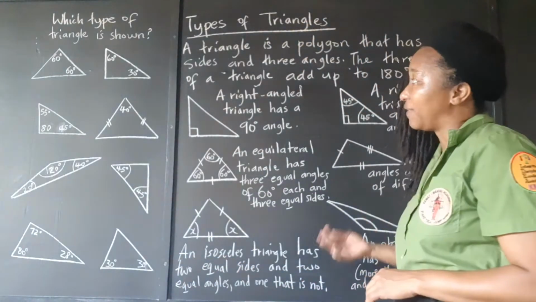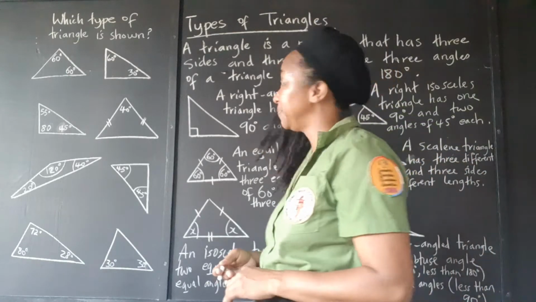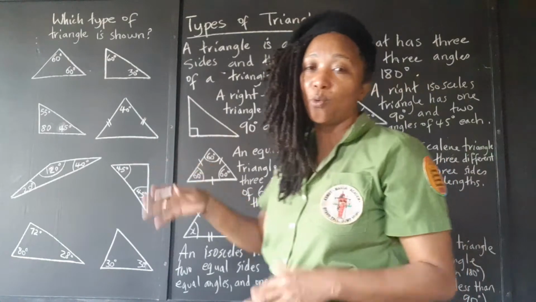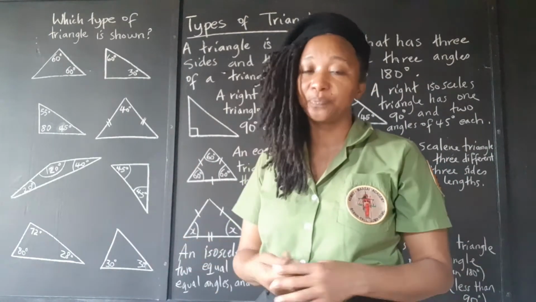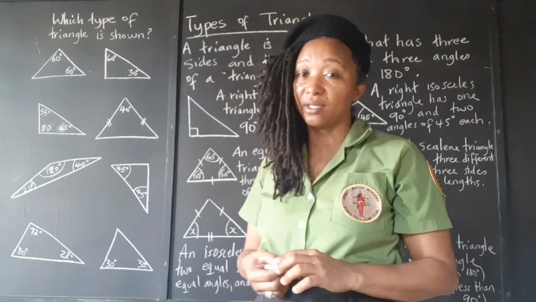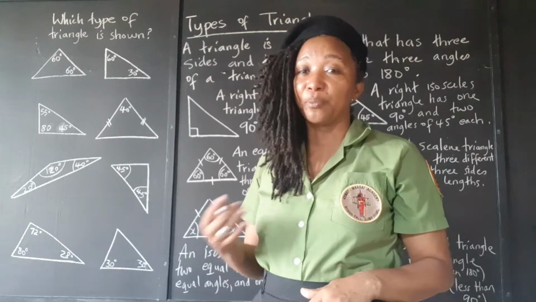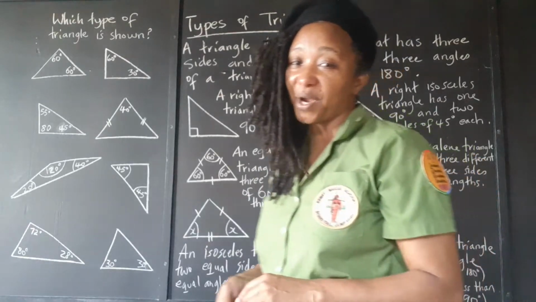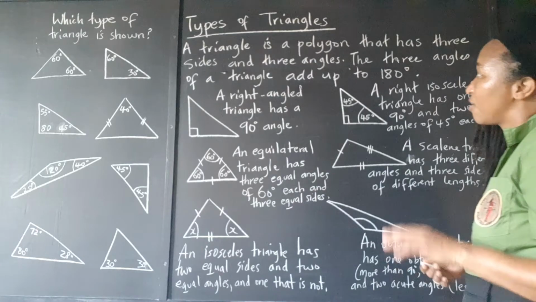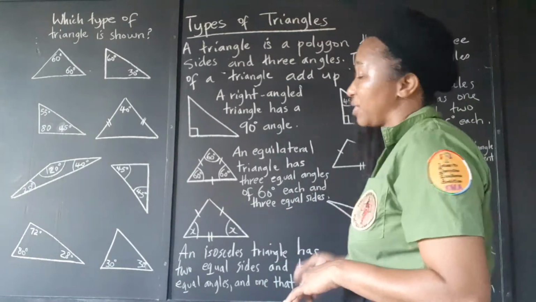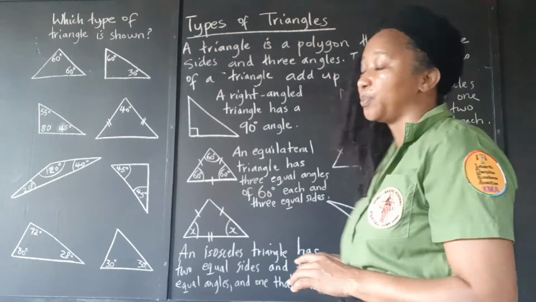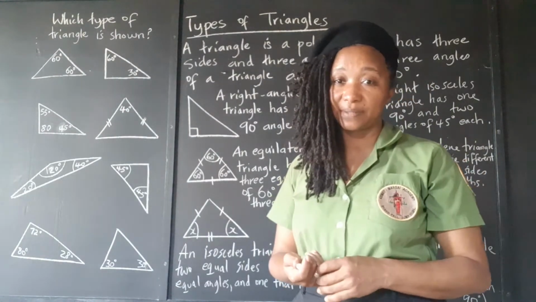So let's just revise the definition of a triangle. A triangle is a polygon, and if you don't know what polygon means, there was a video done specifically on polygons, so you can check out that video and bring yourself up to speed with where we are right now. So a triangle is a polygon that has 3 sides and 3 angles. The 3 angles of a triangle add up to 180 degrees.